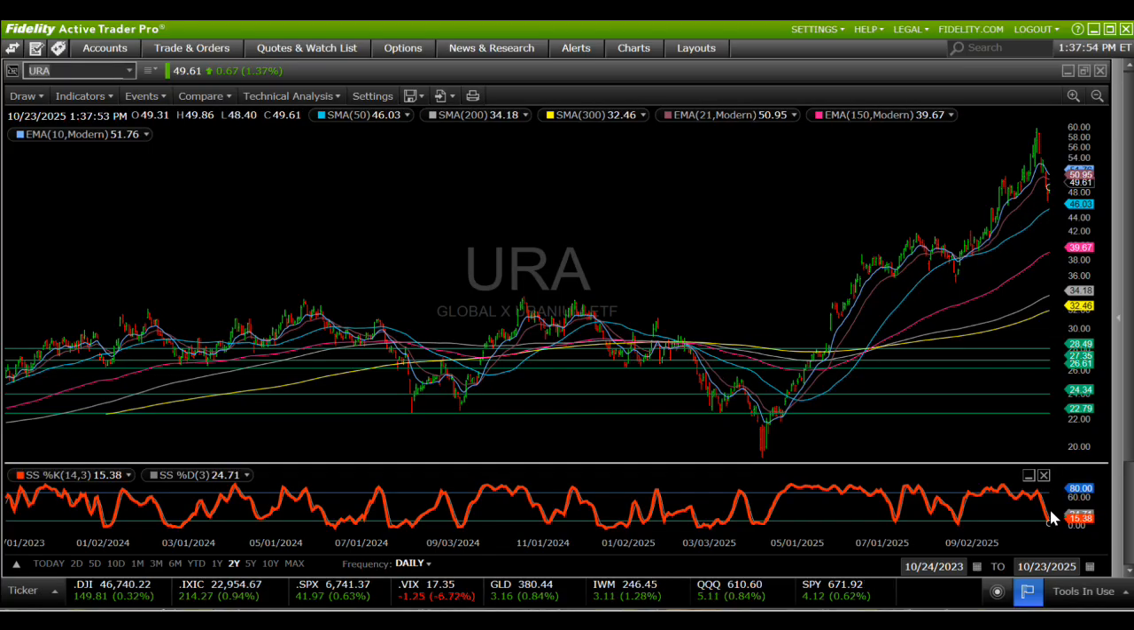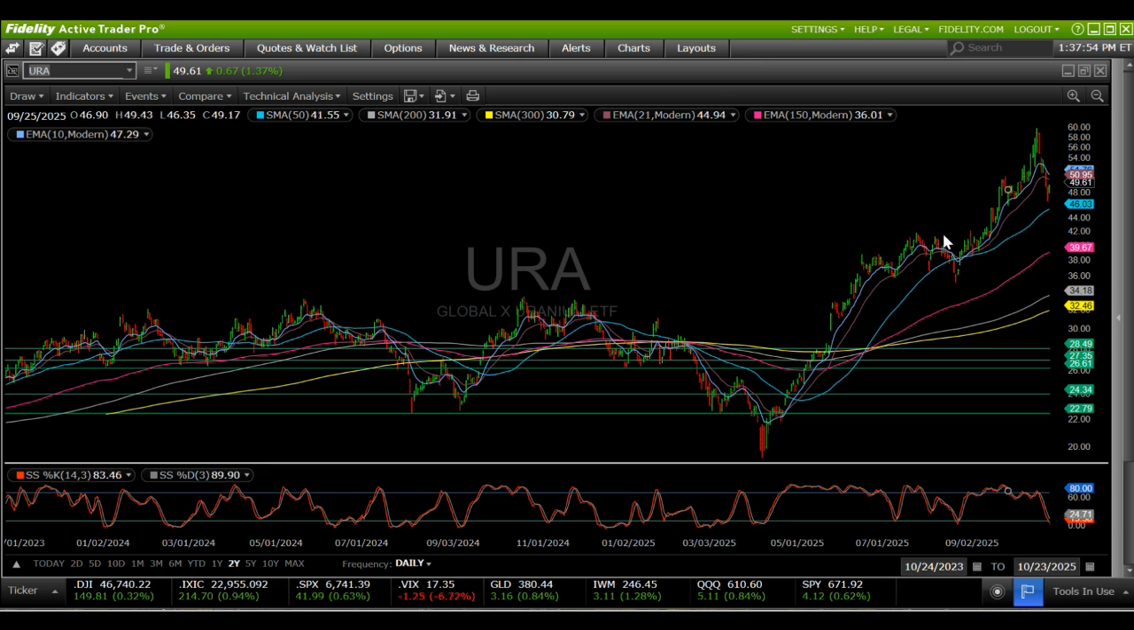The stochastic is down. Uranium, again, I'm concerned about the indexes, but this one can often move independently of what the indexes are doing, like some of these things that are tied to commodities and precious metals. But anyway, this was a great chart pattern, a completed bull flag, and it's nice when those work out.